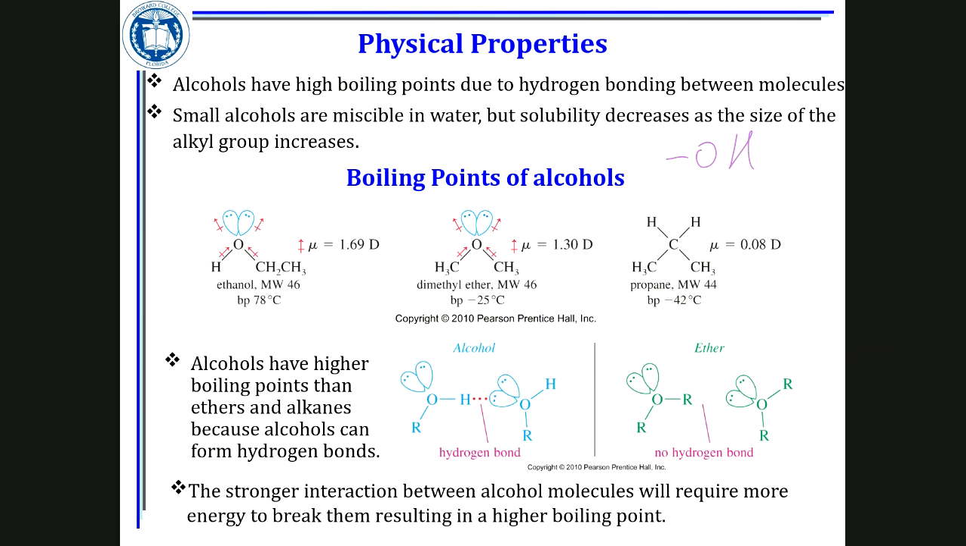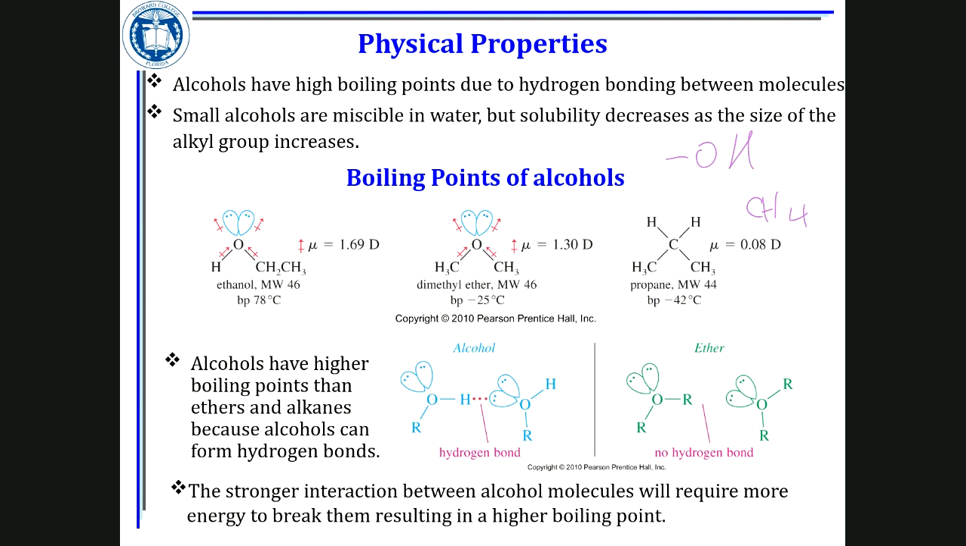Second, solubility of the alcohol in water. The groups that we have learned so far, alkane, alkene, alkyne, and alkyl halides, do not dissolve in water, even if they have one carbon. So CH4 doesn't dissolve in water. Ethane doesn't dissolve in water. Acetylene doesn't dissolve in water. But alcohols dissolve in water because of the OH bonding.